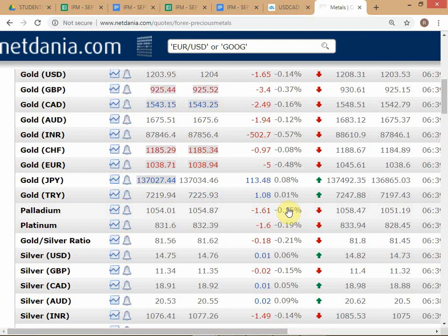Okay, so if the Bank of Japan wanted to sell a large amount of gold and they wanted to get yen in return for that, they would be foolish to go and ask for a price directly in terms of gold and yen, because that market is not liquid.